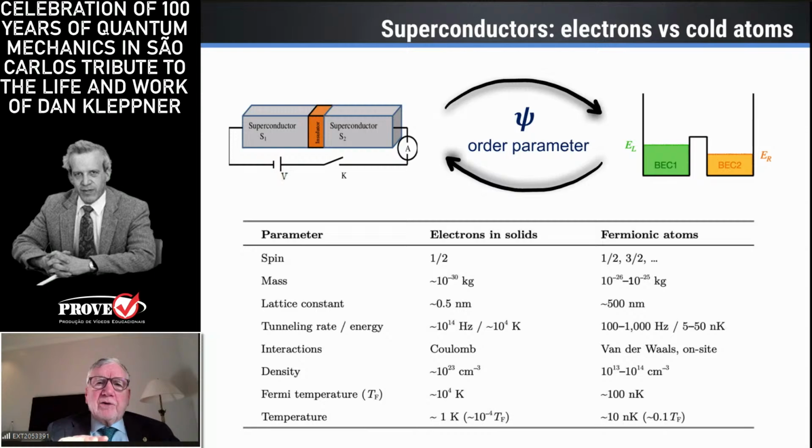and then you can also mimic what happens in a solid, for instance in superconductors, considering the analogies and the differences: the difference in mass, of course, and the lattice constants are different. You can tune the barrier, so the tunneling rate. You can change the interaction, and so on.